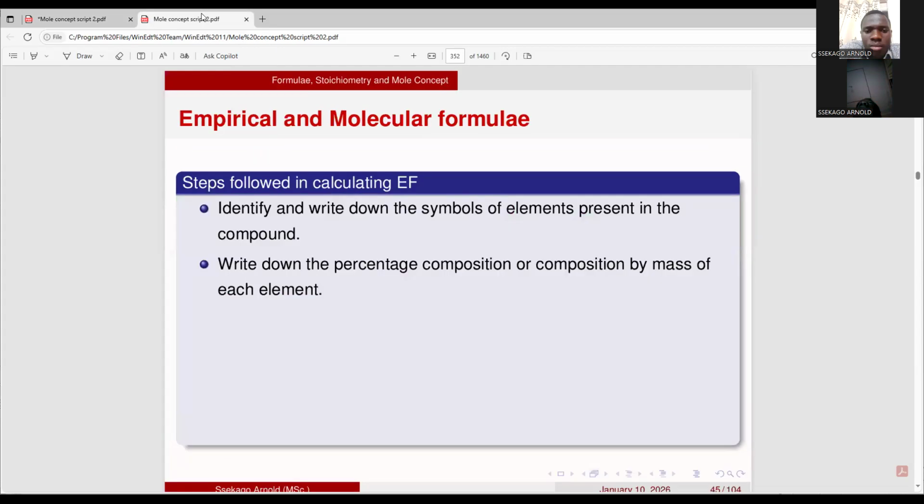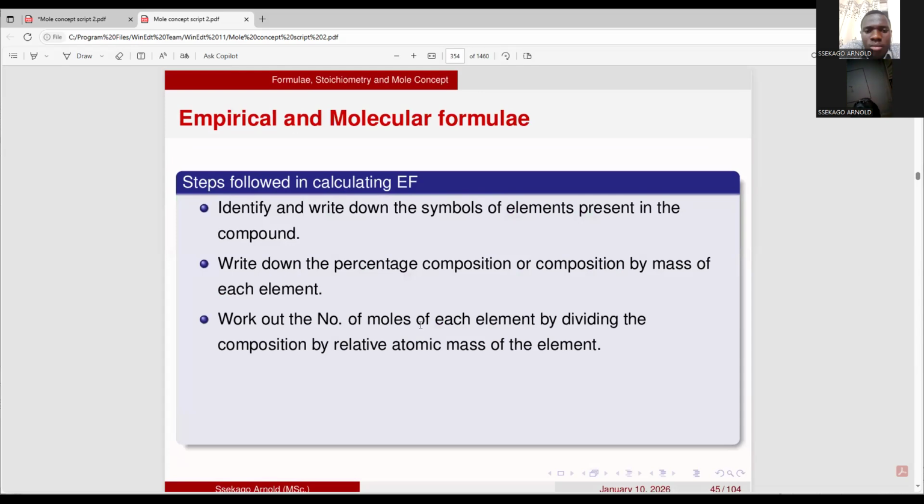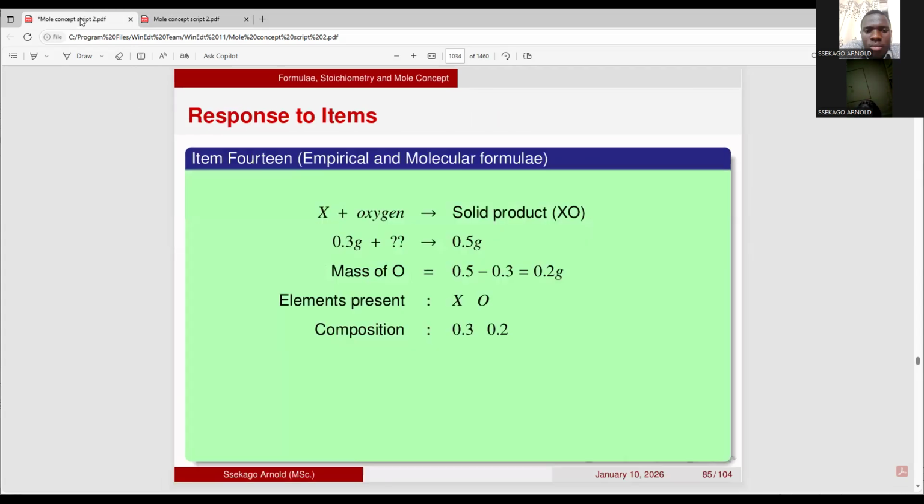Step 3 says that work out the number of moles of each element. How do you work them out? Work out the number of moles of each element by dividing the composition by relative atomic mass of the element. So here we divide 0.3 for X by relative atomic mass of the element. Then I also divide 0.2 by relative atomic mass of oxygen.